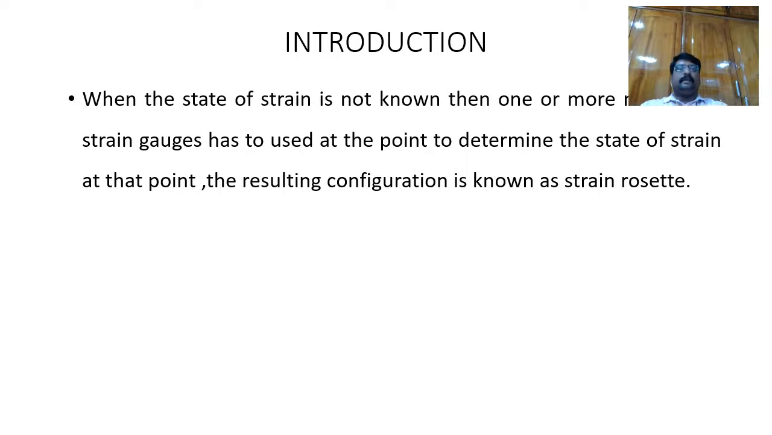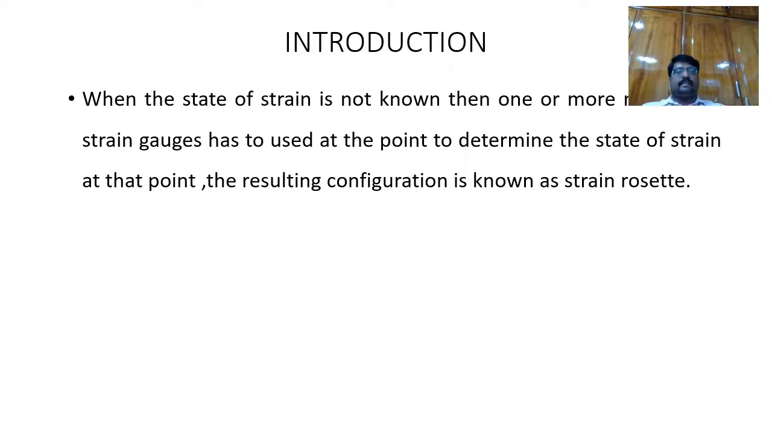State of strain means the principal strains, that means strain in x direction, strain in y direction, and shear strains. If these strains are not known, then by using a combination of strain gauges, I can determine all those strains at a time. So the arrangement of more strain gauges in different orientations is known as a strain rosette.